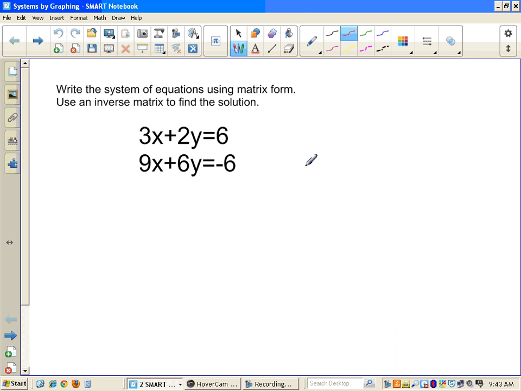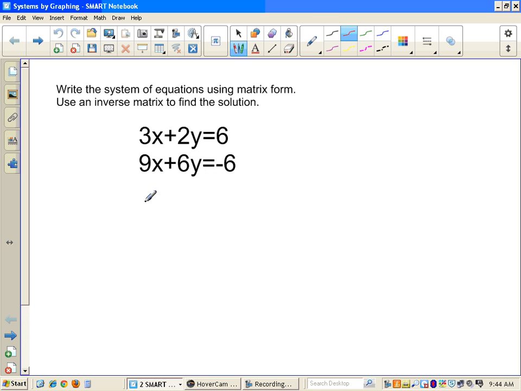Welcome to the video about solving systems of equations by graphing. We're actually going to start out with the problem that we ended the previous video on, the matrix equations. And so this should look familiar.